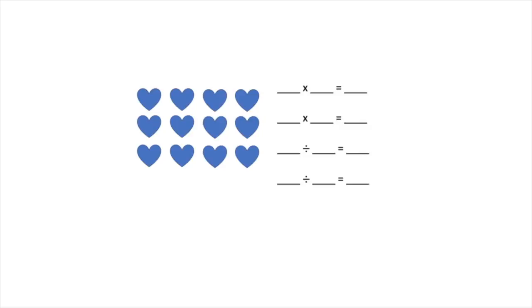Now we will talk about related facts for multiplication and division. Over here, we have counters. We have 1, 2, 3, 4, so I'm going to label this as 4. And we have 1, 2, 3 on this side. And when we count up the total number of counters, we have 1, 2, 3, 4, 5, 6, 7, 8, 9, 10, 11, 12. So I'm just going to put 12 over here and circle it.